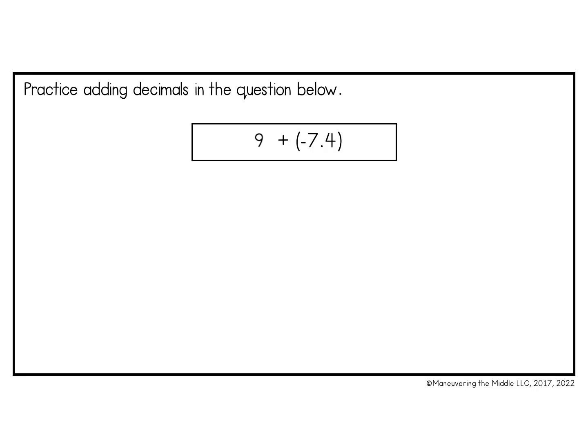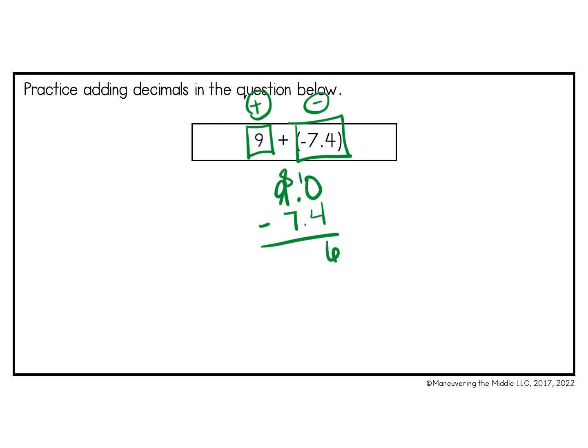Now let's look at a straight computation problem. I got 9 plus negative 7.4. So our 9 is a positive number, and our 7.4 is a negative number. So we have different signs again, so I need to set those up to subtract them. My bigger number is 9, so it's going to go on top and subtract 7.4. I'm going to make sure I'm lining up my place values when I do this. I need to regroup. 10 minus 4 is 6, 8 minus 7 is 1, bring down my decimal, and it's going to be a positive since my positive was the bigger number.